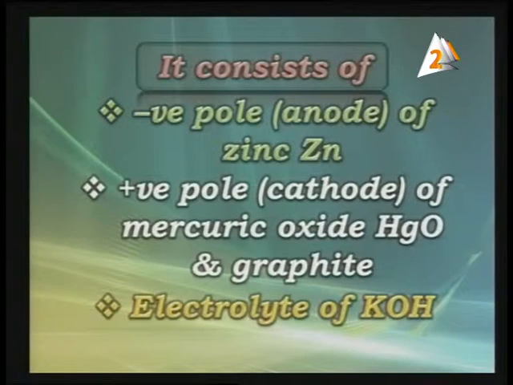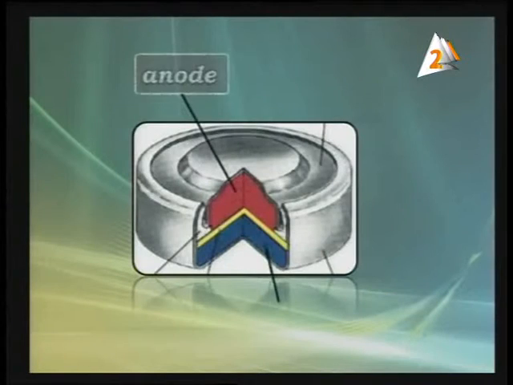So here we have many parts found in this one. The negative pole or anode is the zinc case. After that, the positive pole or cathode is mercury oxide HgO mixed with graphite. The electrolyte is KOH. After that, we have the shape.